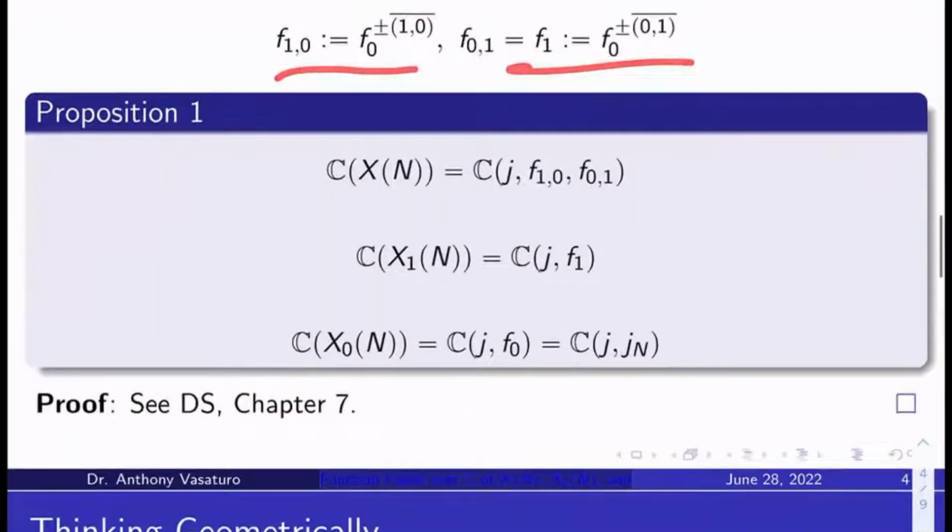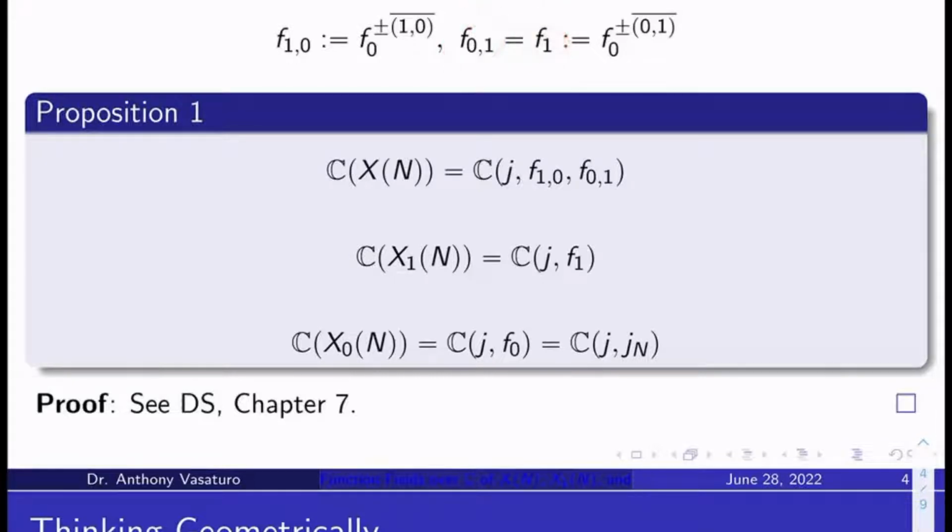Okay, so major proposition. It turns out the complex function field of x of n, the weight 0 functions that are invariant under gamma of n, is given by taking C and adjoining the J invariant, f1, 0 and f0, 1. And boom, you've got your function field on the modular curve x of n. Simple as that. How about the complex function field of x1 of n? These are the weight 0 functions invariant under gamma 1 of n. That's even easier. That's just C adjoin J and f1. And remember, f1 and f0, 1 are the same.